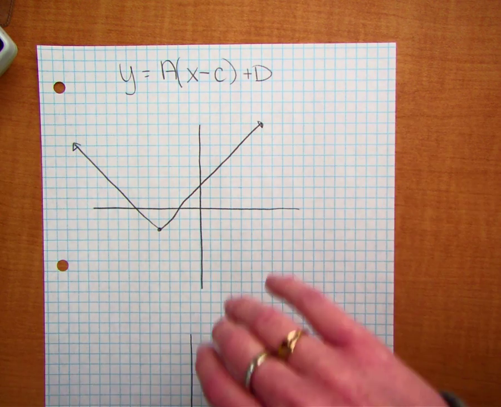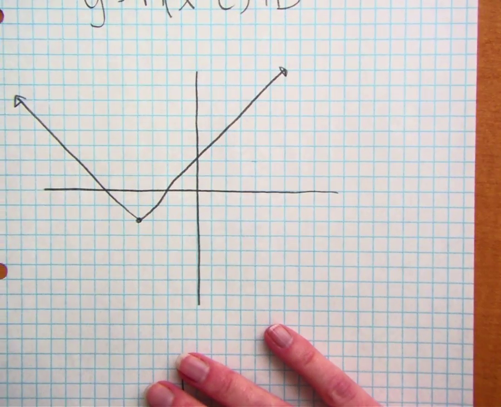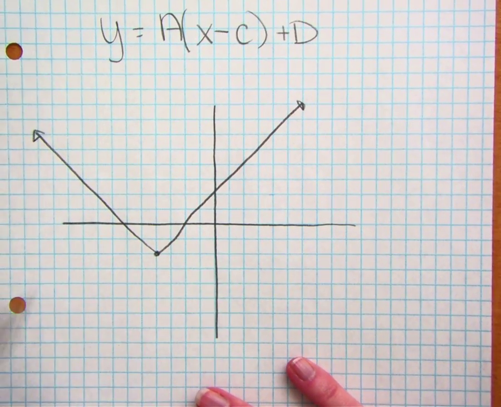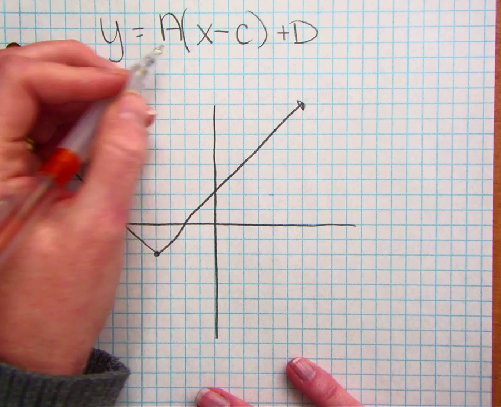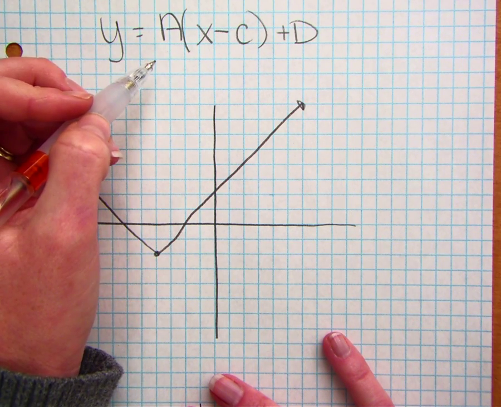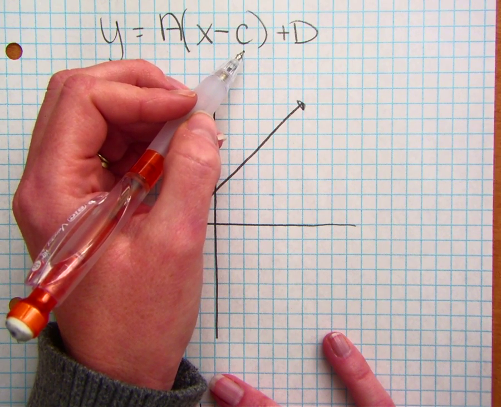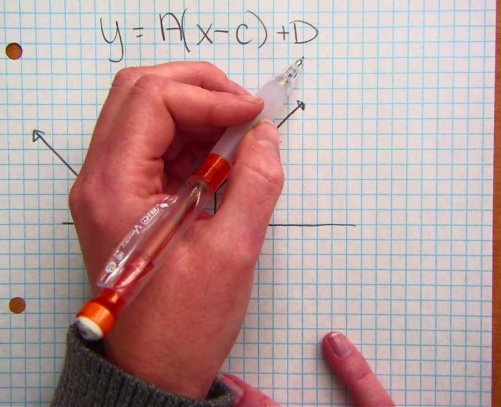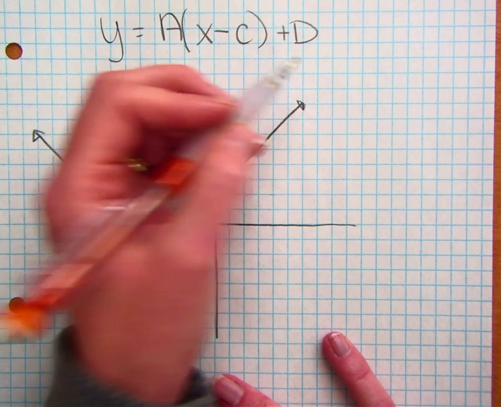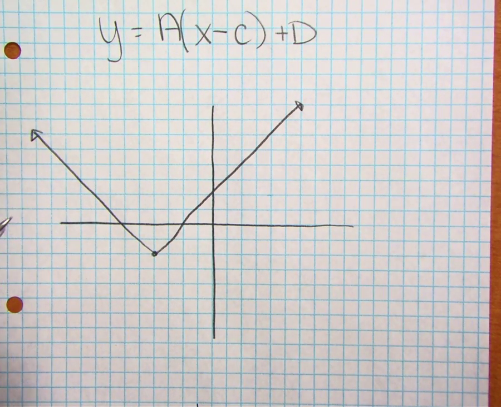What happens if we're given the graph of an absolute value function, and we would need to write the function that goes with the graph? So we've talked earlier about the idea that A is going to give you the compression or the stretching, and also if it's negative, the reflection. C is going to give you your left or right transformations, or horizontal, and D is your vertical translations. So let's look at what this graph does and then figure out what's going to happen to the equation.